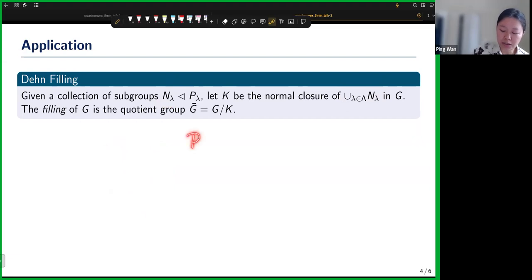Similarly, I could do the quotient on any subgroup P lambda, just quotient by N lambda, and I get a P bar lambda. I can do that because N lambda is a normal subgroup. Okay, so that gives me a G bar, P bar. So to start with, if G is an acylindrically hyperbolic group, and I do a nice enough filling, then G bar is going to be an acylindrically hyperbolic group again. So that's a theorem by Osin, Dahmani, and Guirardel.